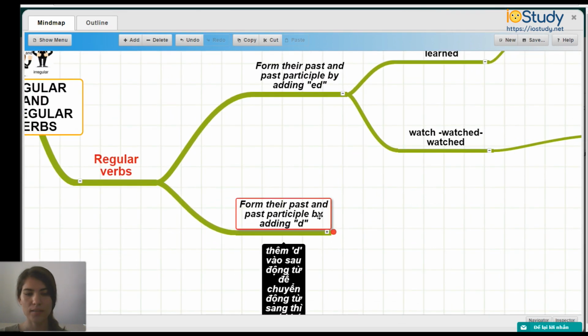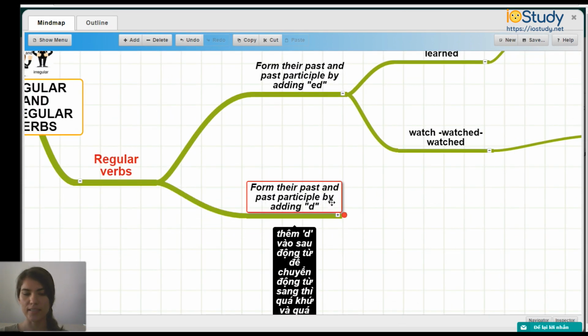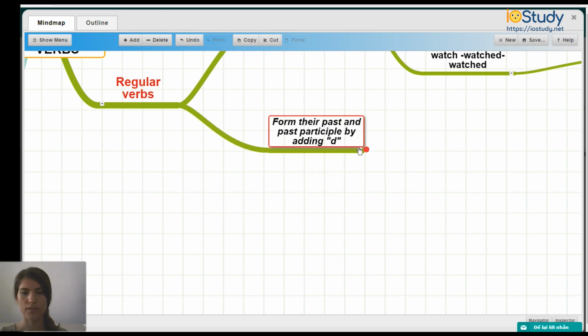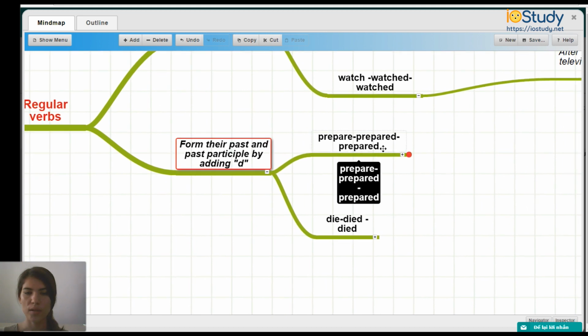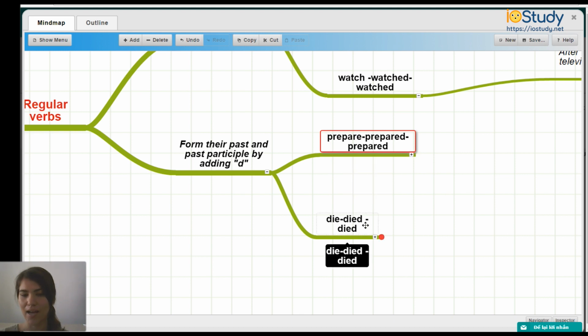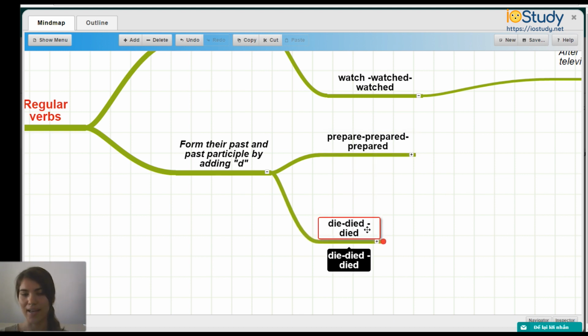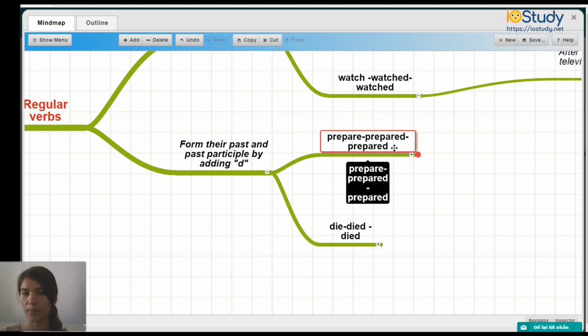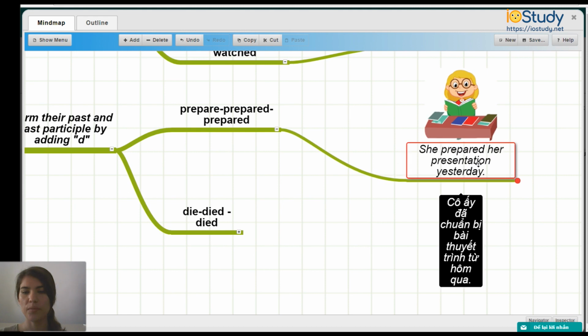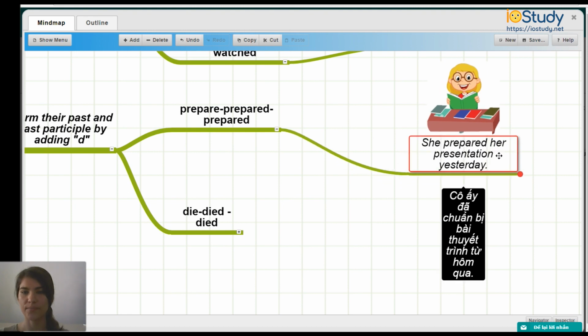Now we form their past and past participle by adding d. So for example, prepare turns to prepared and prepared, as it already has an e at the end. Die turns to died and died. So let's look at an example for prepare, prepared, and prepared. Here's an example. She prepared her presentation yesterday.